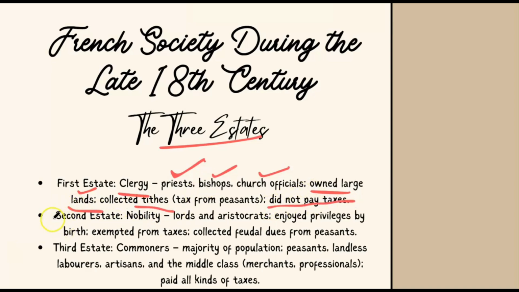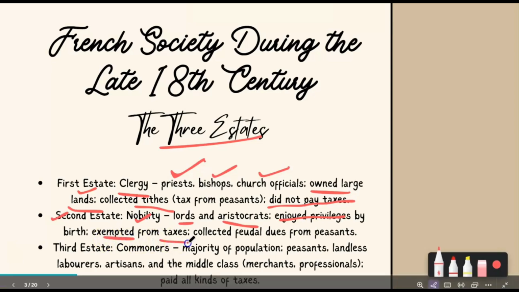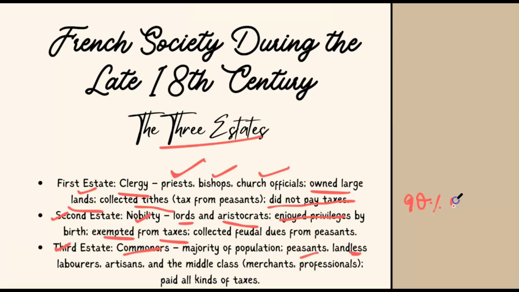The second estate was the nobility, lords, and aristocrats. They enjoyed privileges by birth, owned large estates, and lived in luxury. Like the clergy, they were also exempted from taxes. The third estate was the rest of the population, peasants, artisans, workers, and the middle class. They made up almost 90% of France, but they carried the entire tax burden. This unfair system created anger and resentment.